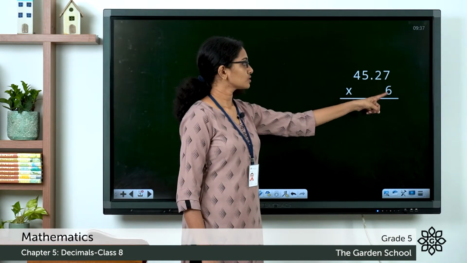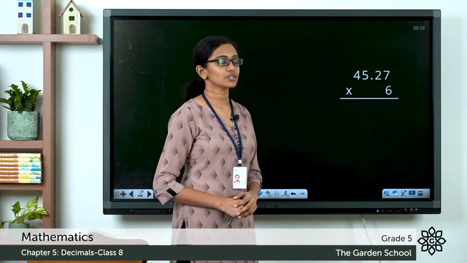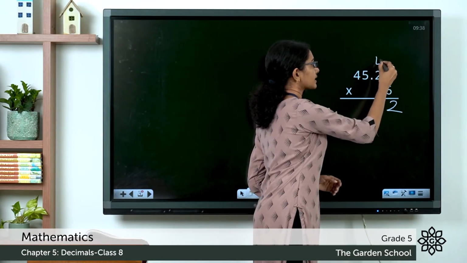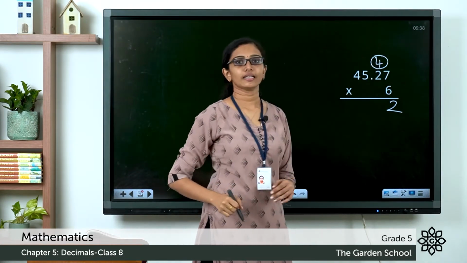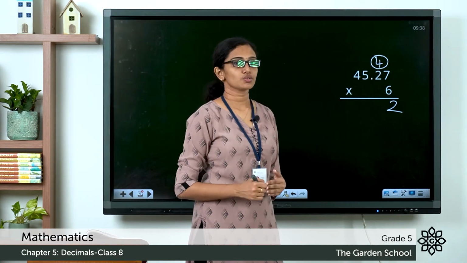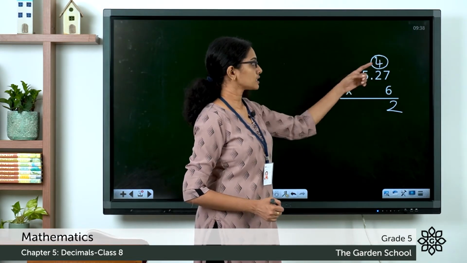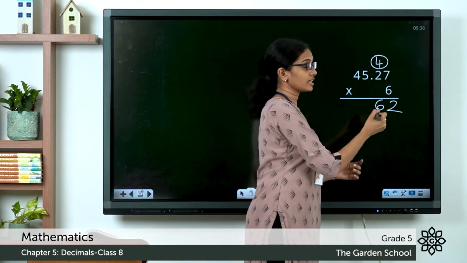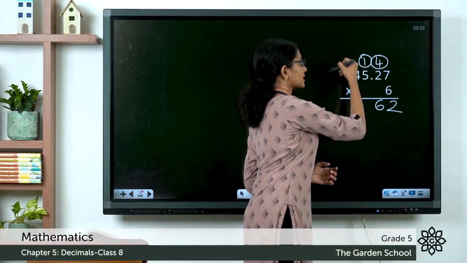So let's do 6 times 7, or 6 into 7 is equal to 42. We write the 2 here and carry over the 4 to the next place. Then 6 into 2. 6 into 2 is equal to 12 plus this 4, 16. Let's write that 6 here and carry over 1 to the next place.